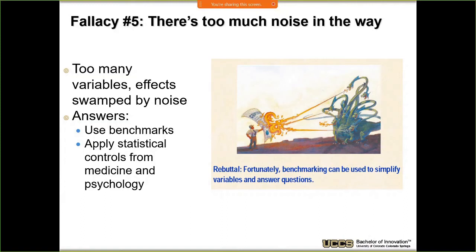And if the effect I'm looking for is small, then I need a lot of people. We need this whole standard effects thing. So there's a lot of statistical controls from medicine and psychology about how we do experiments that involve people, that allow us to deal with a lot of that noise.